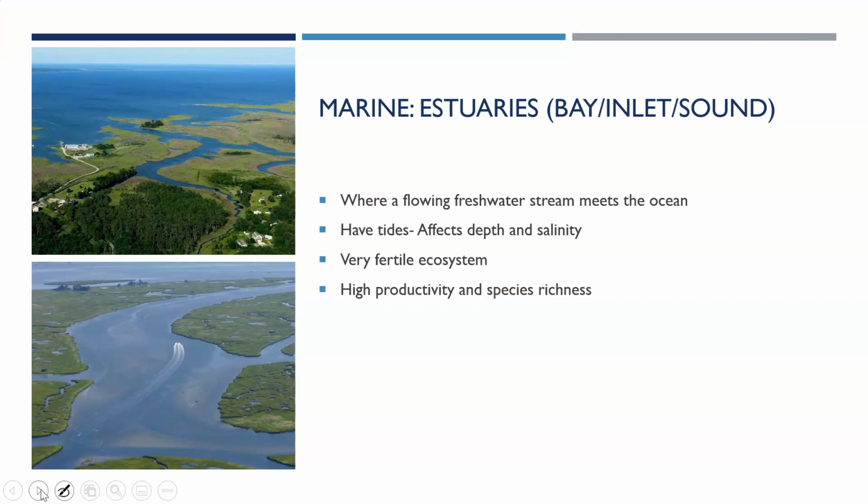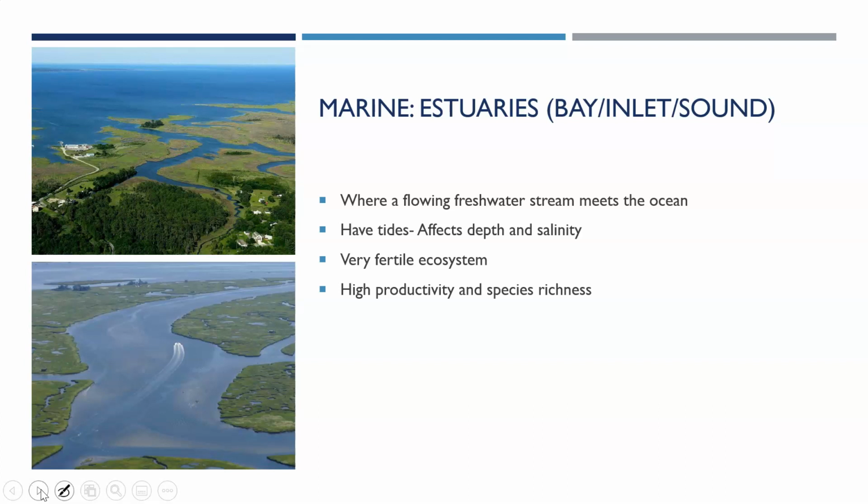And then we have an estuary. You may know estuary better by the term bay or inlet or sound. Here we have the Long Island Sound, or you may be familiar with Narragansett Bay. The Chesapeake Bay is the largest estuary system. Estuaries are the point where a flowing freshwater stream or river meets the ocean. Remember in that picture we saw, as it meandered down to sea level, there was that delta area. So this is our estuary.